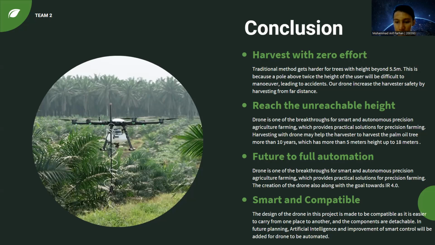In the future planning, there are several things that will be added into the drone, which are artificial intelligence and improvement of smart control, so the drone can be fully automated, so that the harvester doesn't need to be inside the plantation while controlling the drone from the control center.